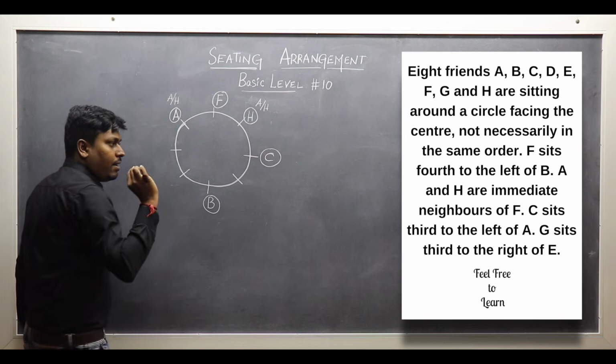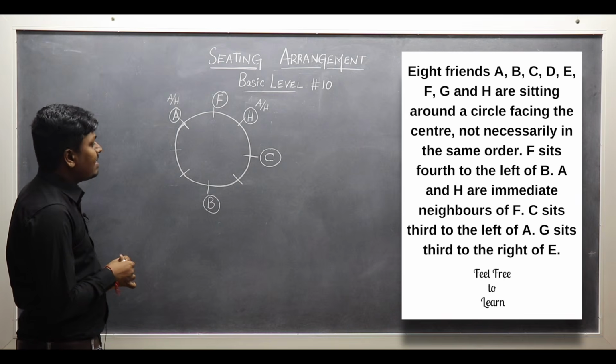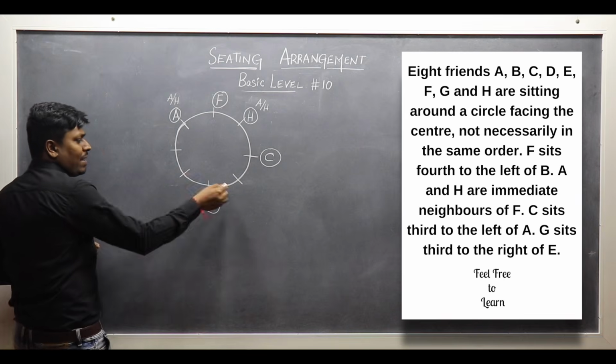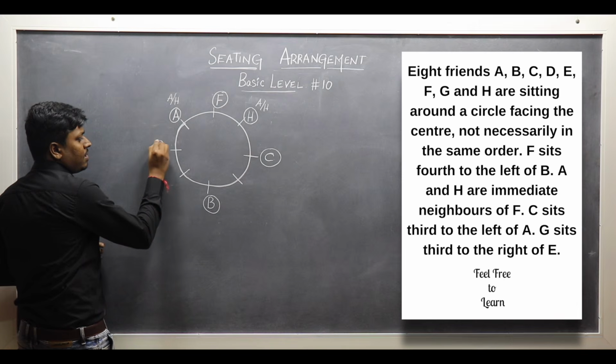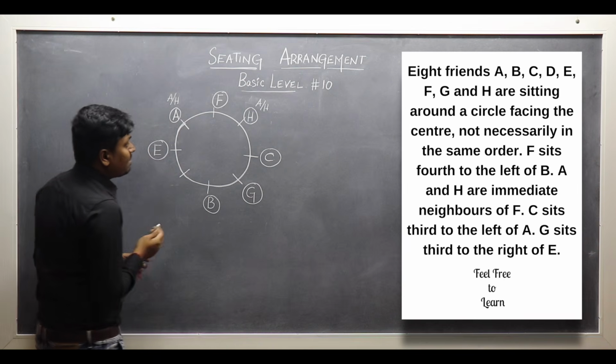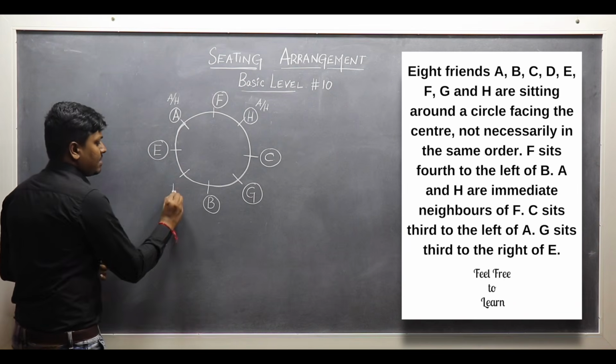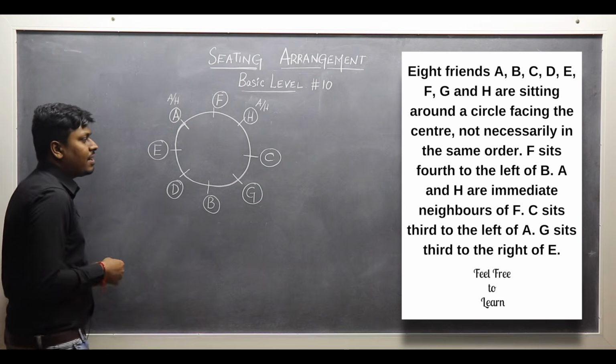Okay. Last point. G sits third to right of E. So E right hand side at the third place is G. No other way. We have only 3 options. I should fix E here. So E right hand side at the third place is G. That's it. What is the remaining that we have? A, B, C, D is remaining. So I should fix D here. That's it. Very easiest arrangement.